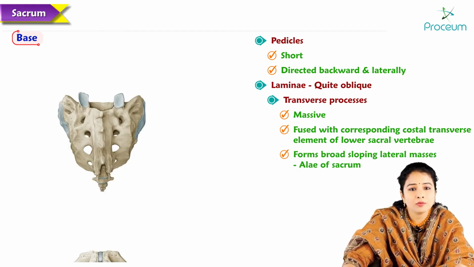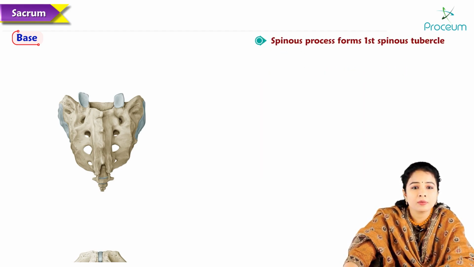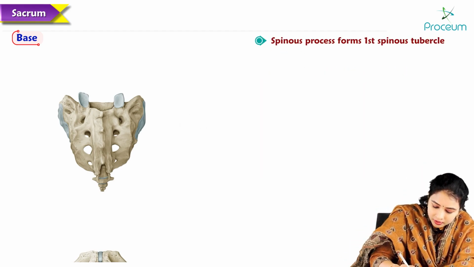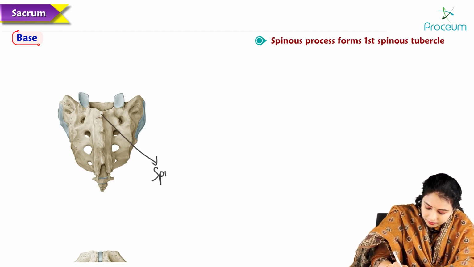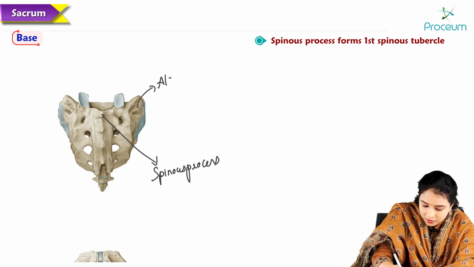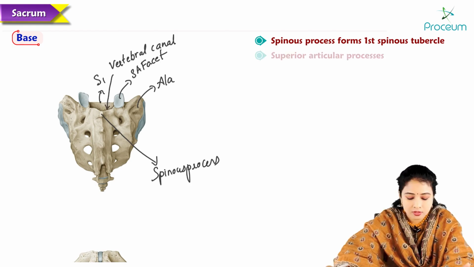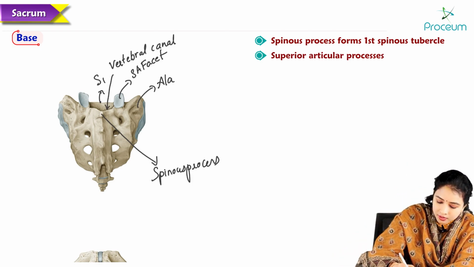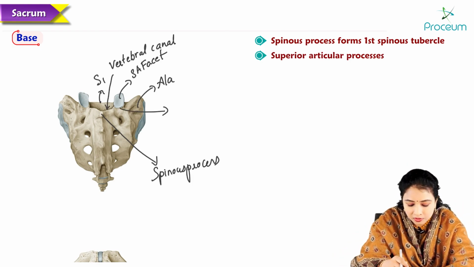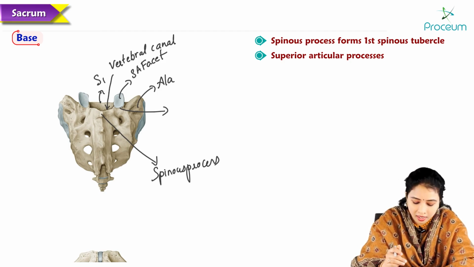So here is the dorsal view of sacrum, where we can see the spinous process from the first spinous tubercle. So this is the spinous process. This is the ala of sacrum, and this is the superior articulating facet, and this is the body of S1. This is the superior articulating process which bears a facet, which is the superior articulating facet.